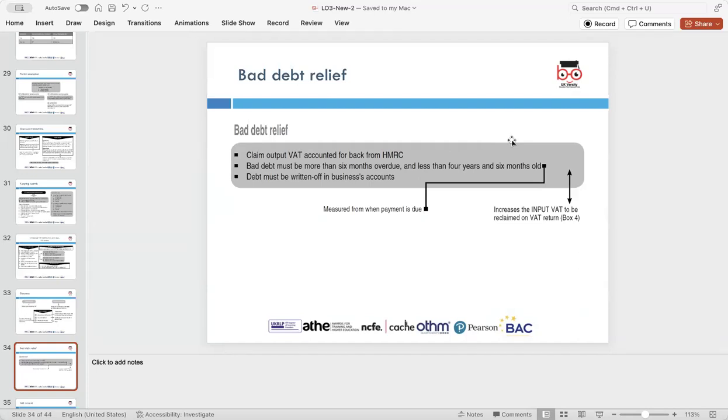So there are some eligibility criteria as well. To qualify for bad debt relief, the debt must be more than 6 months overdue but less than 4 years and 6 months old. Additionally, the debt must be formally written off in the business's accounts.